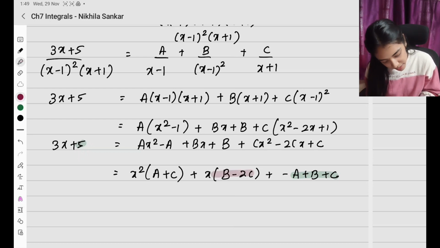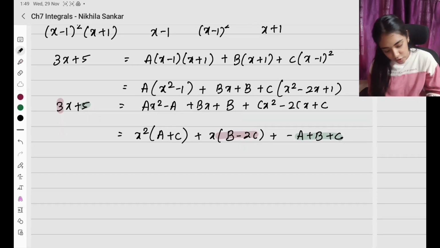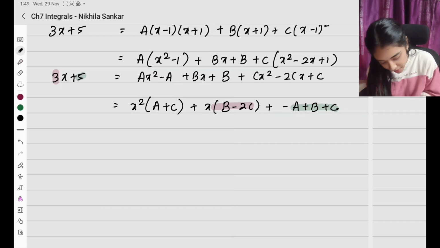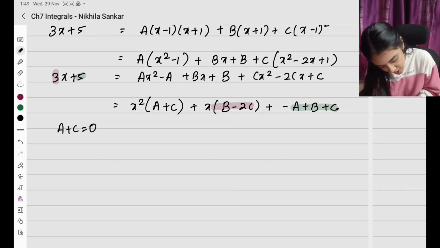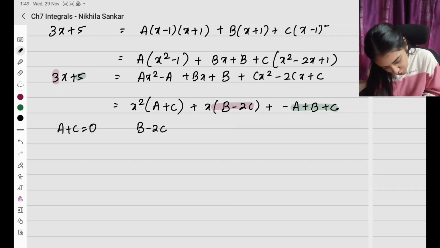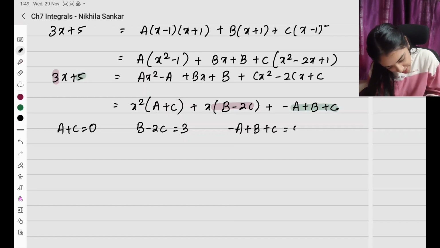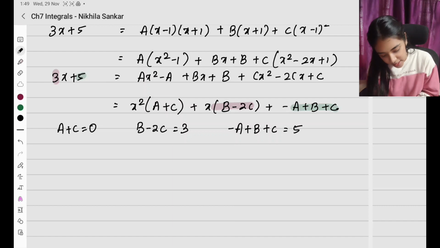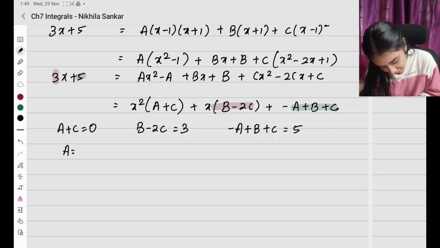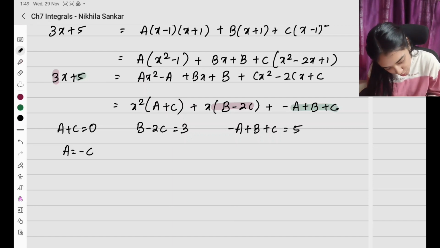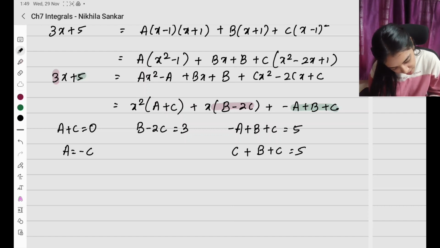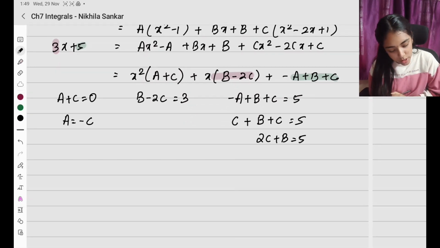Where I have b minus 2c equals 3. Okay, so these are the equations. So when I club them, what do I have? First, a plus c equals 0. Next, b minus 2c is going to be 3, and minus a plus b plus c equals 5. Okay, so in that I have a equals minus c. I substitute that. So a equals minus c, then this becomes c plus b plus c equals 5. So I have 2c plus b equals 5. So these are the two equations I have.